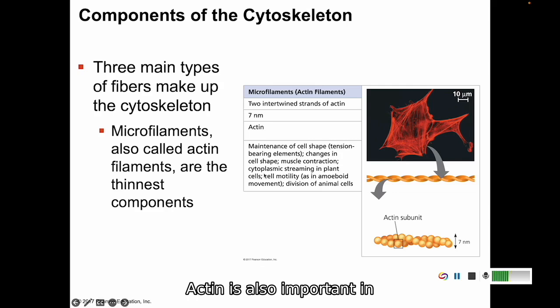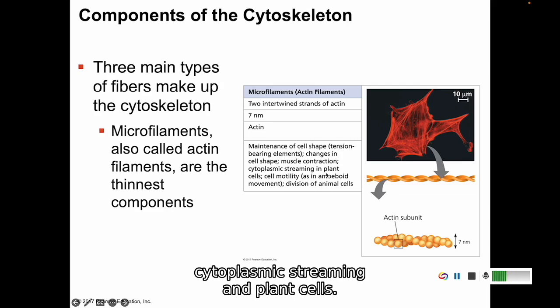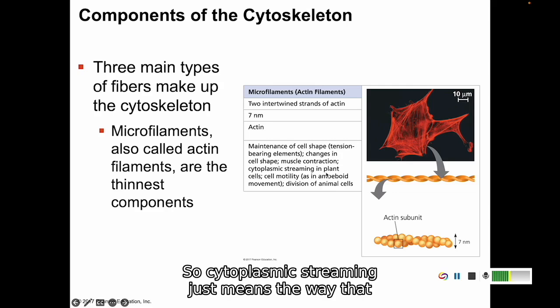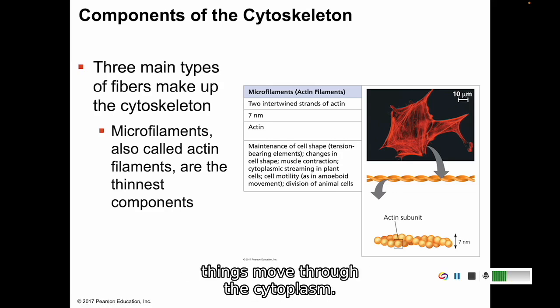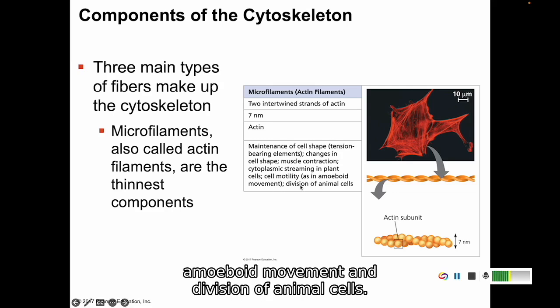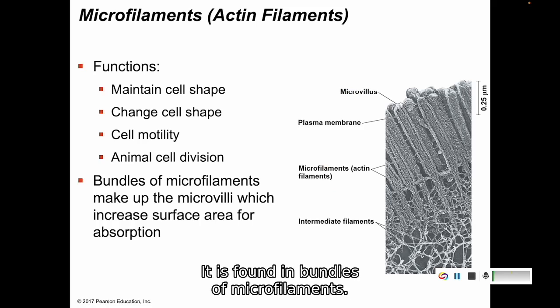Actin is also important in cytoplasmic streaming in plant cells. So cytoplasmic streaming just means the way that things move through the cytoplasm. It's important in cell motility and amoeboid movement and division of animal cells. It is found in bundles of microfilaments, and microfilaments can make up microvilli.